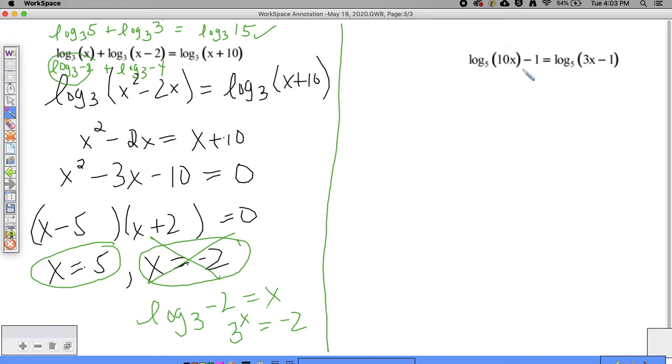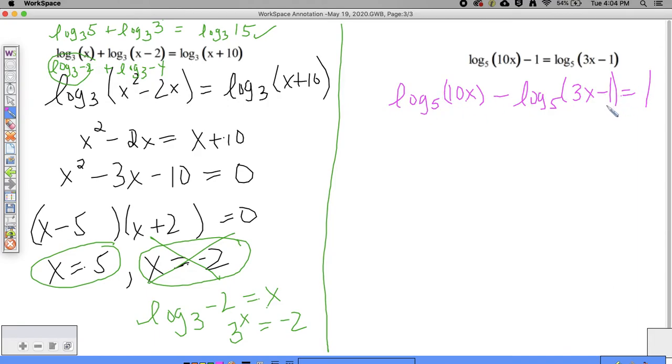Moving on over here. This is interesting because we have log base 5 of 10x minus 1 is equal to log base 5 of 3x minus 1. In this instance, my advice, get all the logs to one side and all the numbers to the other side. So if I do that, I have log base 5 of 10x minus log base 5 of 3x minus 1 is equal to 1, okay? Because I'm adding 1 to the other side.